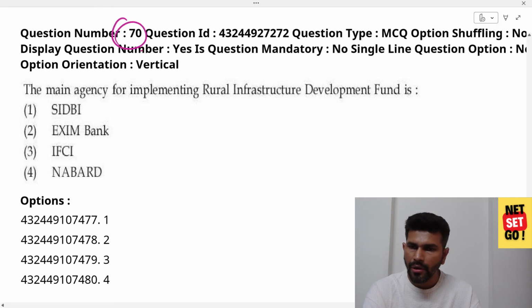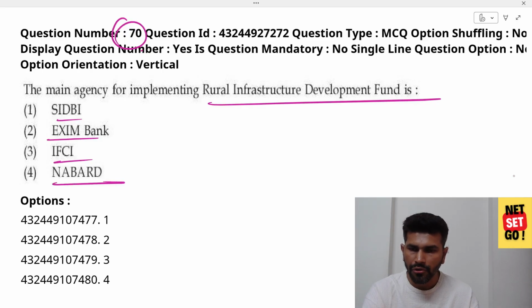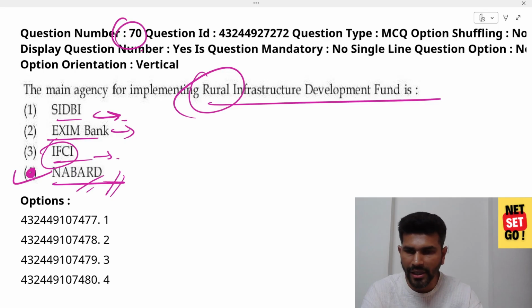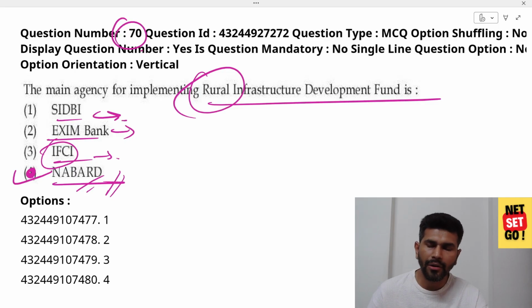Next, the main agency for implementing the Rural Infrastructure Development Fund is SIDBI, EXIM, IFCI or NABARD. So the correct answer is NABARD. SIDBI is for small industrial development. EXIM is for exporters and importers. IFCI is the Industrial Finance Corporation for industries. So for rural infrastructure and development, NABARD is the correct answer. National Bank for Agriculture and Rural Development.